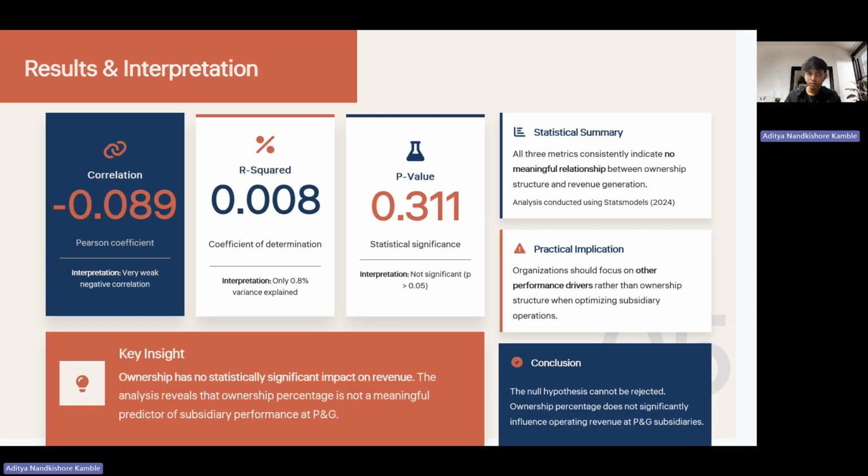So these are the results of the data which I have cleaned and visualized. Now let's see, the correlation coefficient was 0.89, indicating a very weak negative relationship. The R square value was 0.008, meaning ownership explained only 0.8% of the variation in revenue. The P value was 0.3111, which is greater than 0.05. So the result is not statistically significant. Together, these results clearly show ownership percentage does not have a significant impact on revenue.